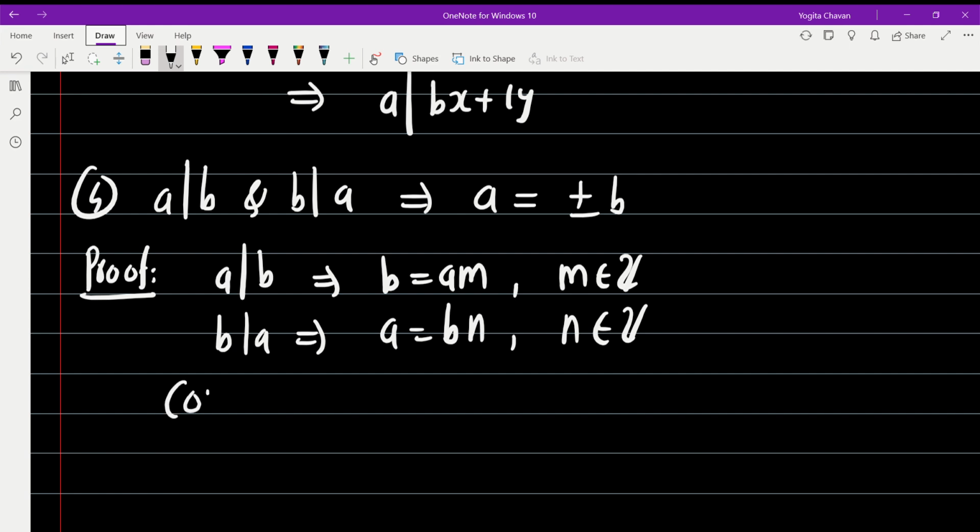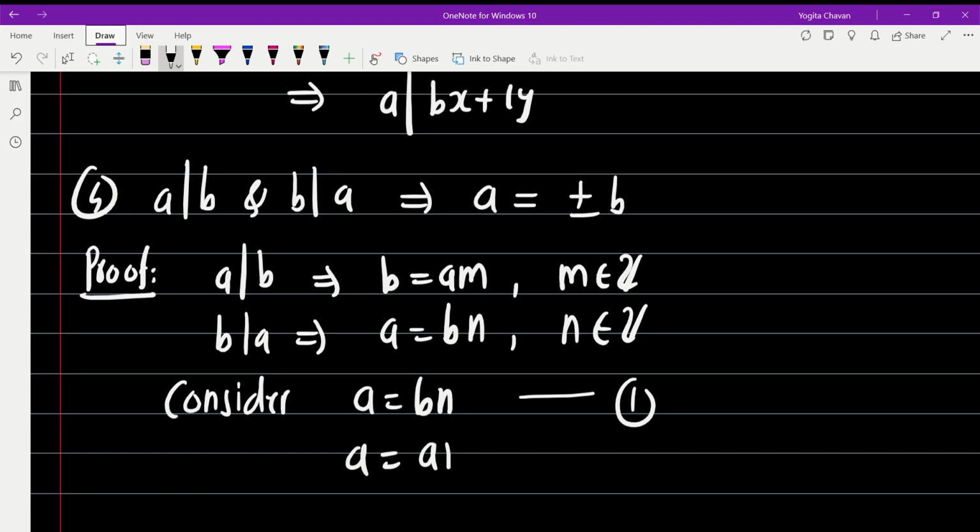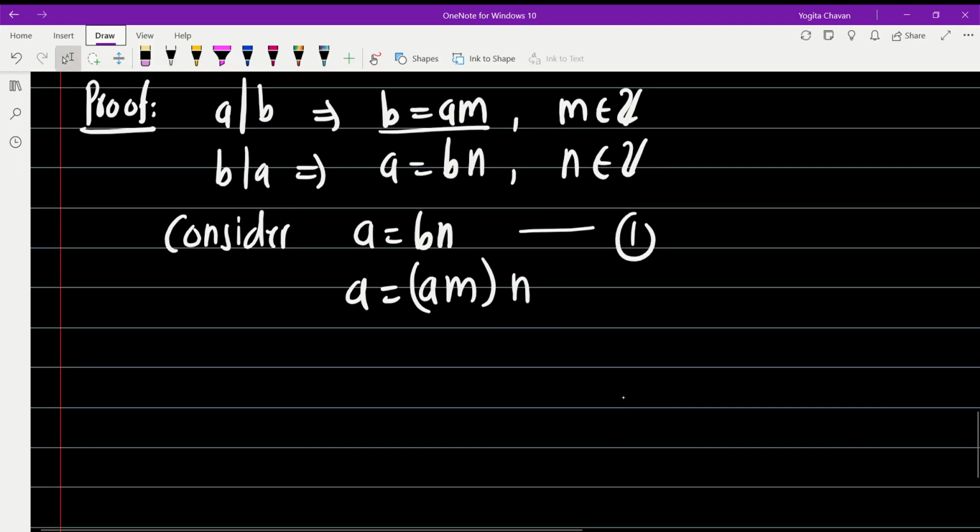Now consider A is equal to B into N. Okay, so this is number 1. Now A is equal to B into N. Now what is the value of B? B is equal to A into M from this equation. B is equal to A into M, and into this N. So A is equal to A into M into N. Now this A gets cancelled. So 1 is equal to M into N.